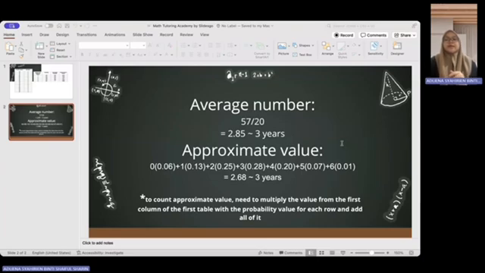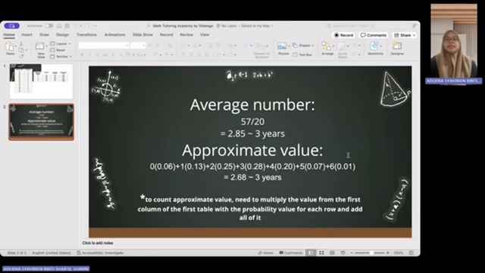In this part, we divide the total simulation by 20 years, as stated in the question. So 57 divided by 20, we get 2.85, which is equivalent to 3. Then the answer for the average value is 3 years.